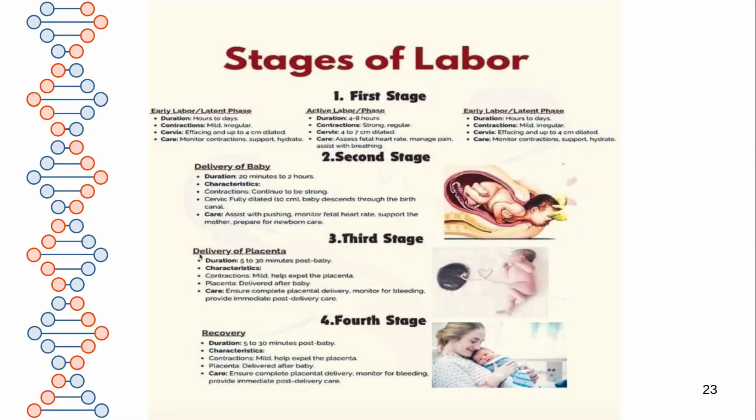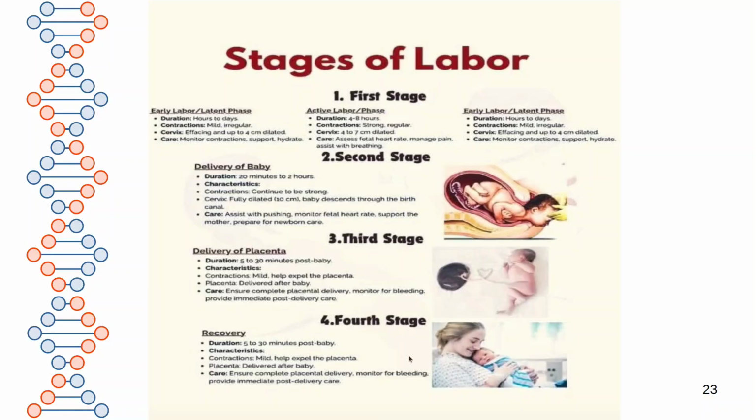Third stage of labor is the delivery of the placenta. Here the baby is delivered, then the placenta has to be expelled. Duration is 5 to 30 minutes after the baby is delivered. Contractions will be mild and help expel the placenta. Care: ensure complete placenta delivery. Make sure the placenta with membranes and umbilical cord is completely delivered. There should not be any parts left over in the uterus. Be very careful, monitor for bleeding, and provide immediate post-delivery care to the mother.